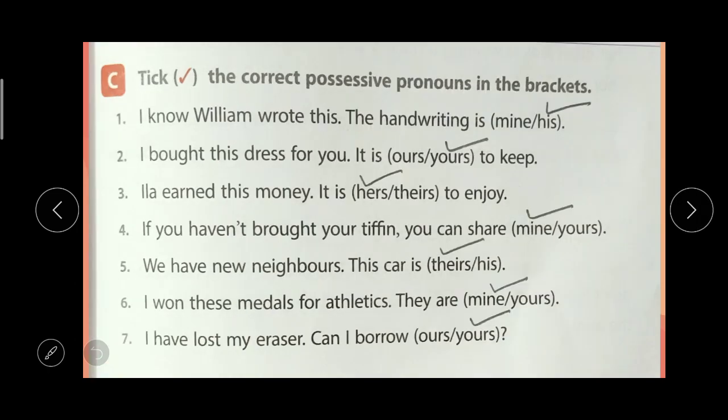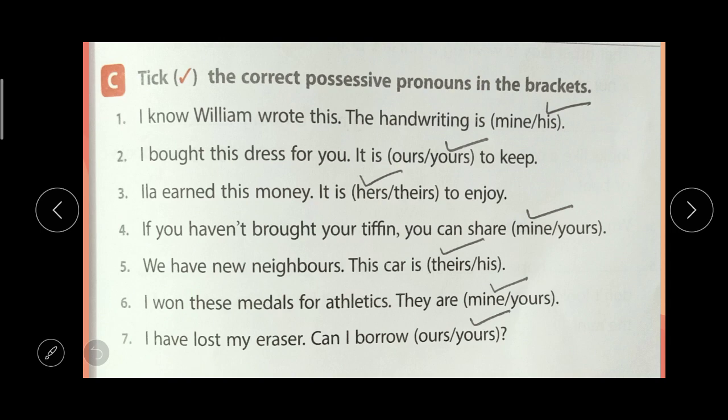So let me show you the answers. Number 1, I know William wrote this. The handwriting is his. Number 2, I bought this dress for you. It is yours to keep. Number 3, Ela earned this money. It is hers to enjoy. Number 4, if you haven't brought your tiffin, you can share mine.